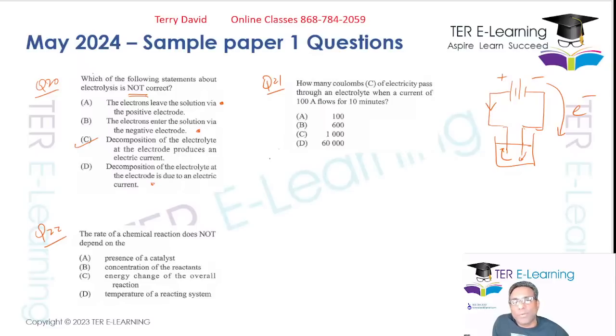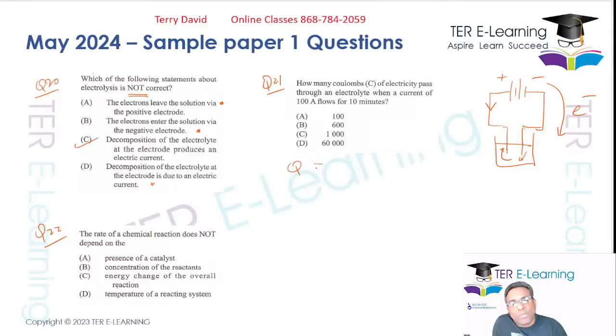What about 21? 21 should be a very easy question. How many coulombs of electricity pass through an electrolyte when a current of 100 amps flows for 10 minutes? What's the answer for 21? It's an easy question. Everybody should get this correct. I've seen people getting D as the answer. Does that make sense? This should be an easy question.